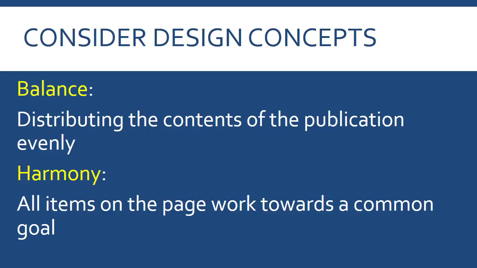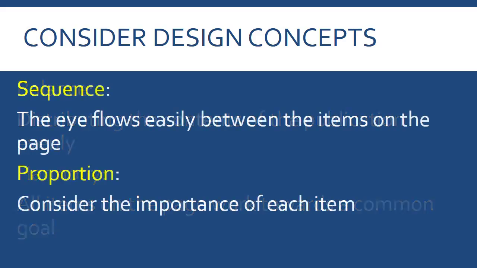Now, when you're filling out this form, you might have to consider the design concepts. There are certain design concepts for desktop publishing, which you'll learn about as we go through this course. A few of them are balance, where you're distributing the contents of the publication evenly; harmony, where all items on the page work towards a common goal; sequence, where the eye flows easily between the items on the page; and proportion. So you consider the importance of each item in your publication, and you don't want things to stand out that aren't supposed to stand out.